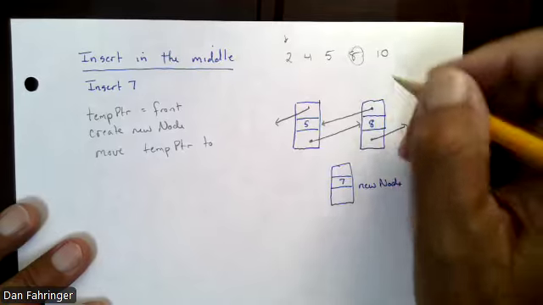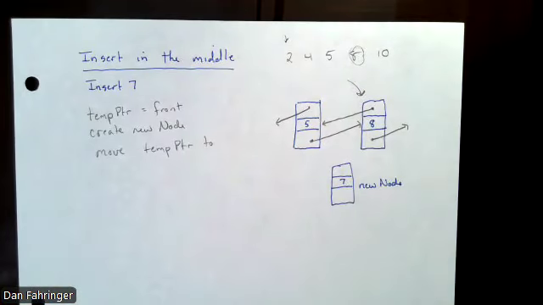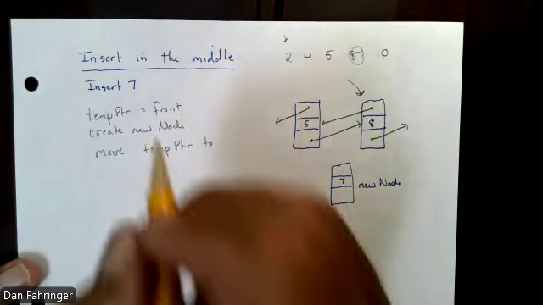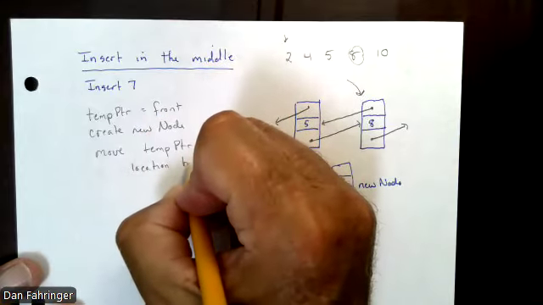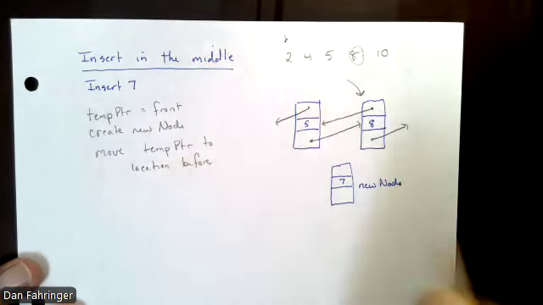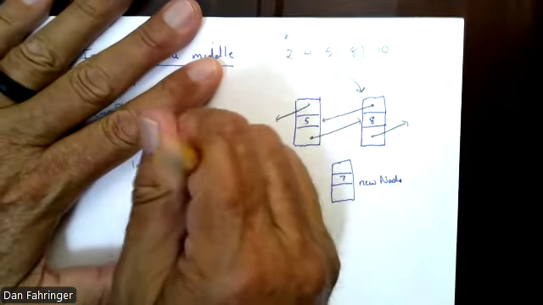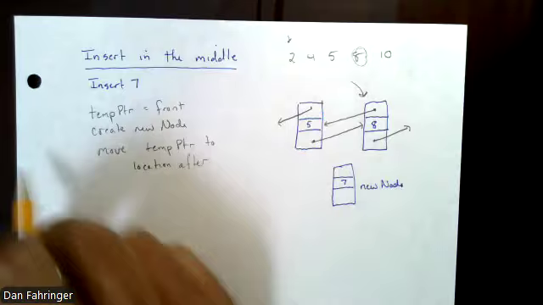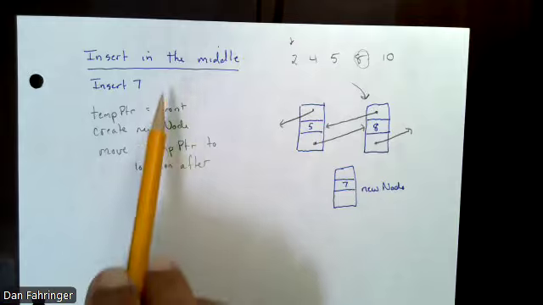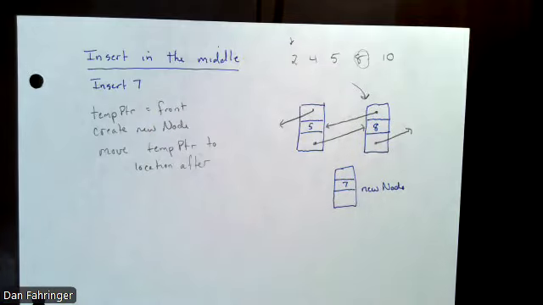So right now temp pointer is going to be pointing to here, right there. And this is the advantage of a doubly linked list. So we want to move temp pointer to the location before. Well, in this case, we went to the location after, and that's fine. Again, there are going to be different ways to write this. I'm going to keep going until temp pointer's value is greater than the new node's value.